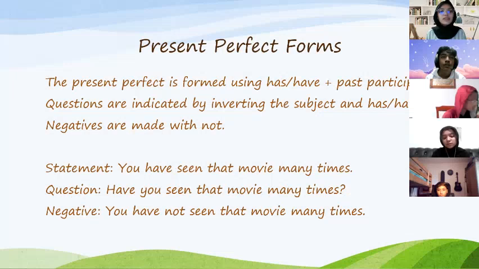So when you make it a statement: you have seen that movie many times. It's past, but it becomes present perfect because you change it by adding have seen. But when you change it into a question: have you seen that movie many times? And last but not least, when you make it into a negative form, you say you have not seen that movie many times.